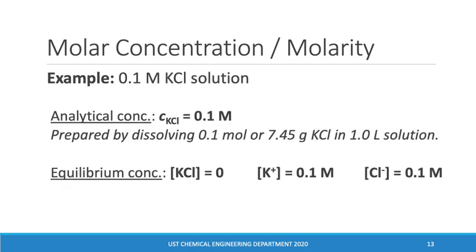To further explain the difference between the two, let us consider a 0.1 molar potassium chloride solution. Potassium chloride, when in solution, fully dissociates into K+ and Cl- ions since it is a salt. Its analytical concentration is just equal to 0.1 molar, which describes that there's 0.1 moles of KCl in a liter of solution. It does not give the concentration of each ion species present in the solution.